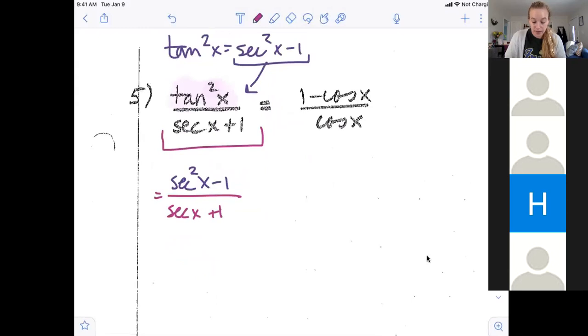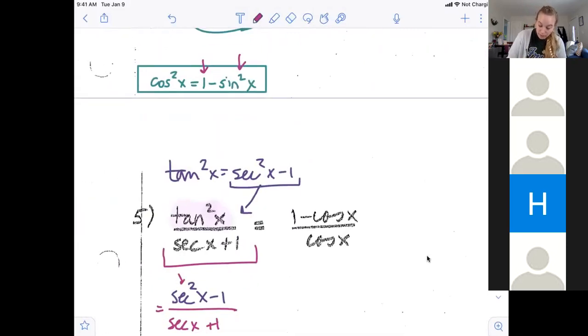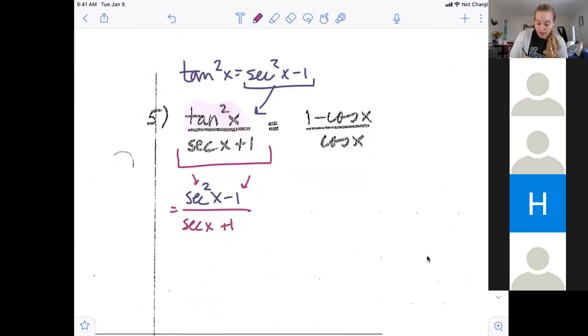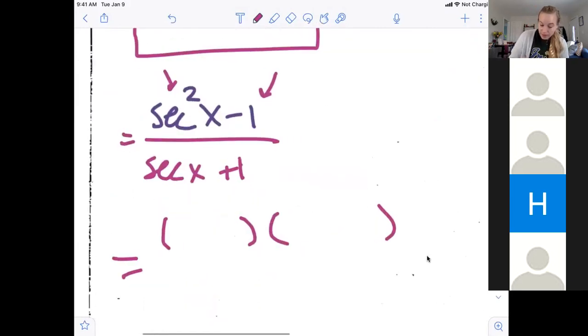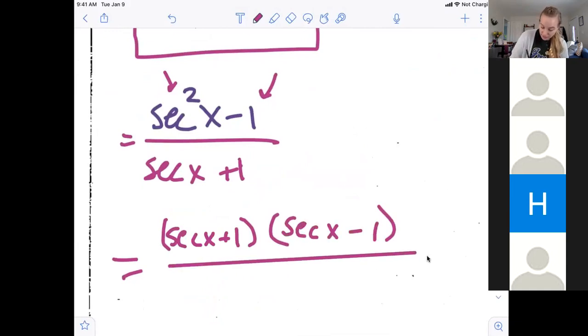Now, secant squared x minus 1 is just like the problem we just did. 1 is a perfect square, sine squared was a perfect square. Secant squared is a perfect square, 1 is a perfect square. So I'm going to factor this using my difference of squares just like we did last step. However, secant goes first, so it's going to go first in my parentheses. I'm going to do secant x plus 1, and I'm going to do secant x minus 1. So again, this was just a difference of squares.